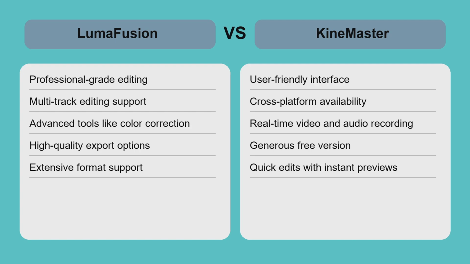When comparing LumaFusion and KineMaster, the choice depends on your editing needs and device. LumaFusion excels in professional-level editing with precise controls and advanced features, perfect for filmmakers working on iOS devices. Its multi-track timeline and detailed effects make it suitable for complex projects. KineMaster, on the other hand, offers cross-platform convenience with a simpler interface, ideal for quick edits and social media content. It supports Android and iOS, making it more accessible.